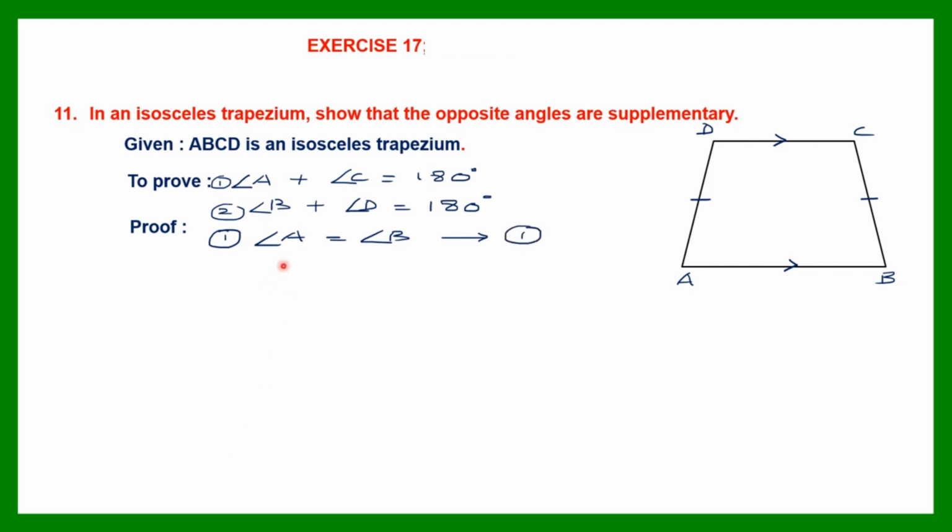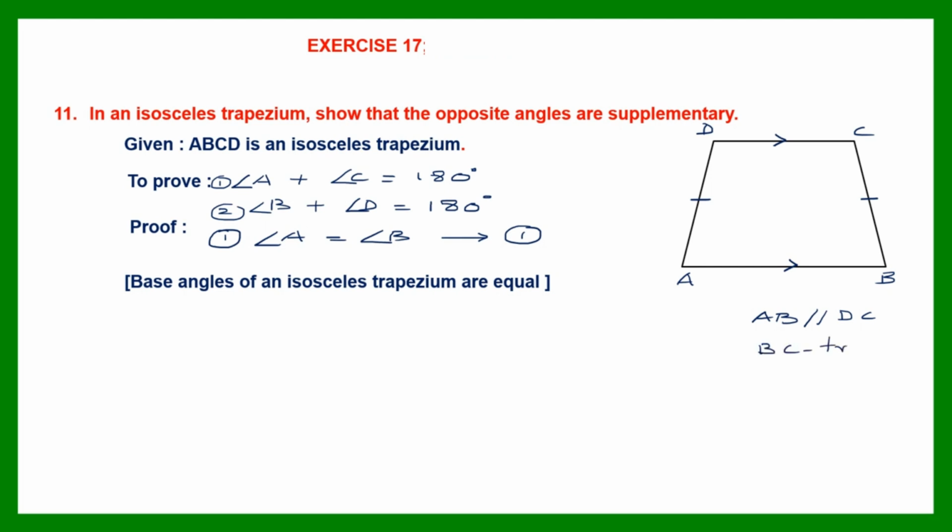So understand this, angle A is equal to angle B because they are the base angles of this trapezium, and base angles of a trapezium are equal. So we need to write that base angles of an isosceles trapezium are equal. That's the reason angle A is equal to angle B. Now let's look at these two parallel lines. Here AB we know is parallel to DC. Now if we take BC as the transversal, then these two angles, that is angle C and angle B, will be co-interior angles, isn't it?